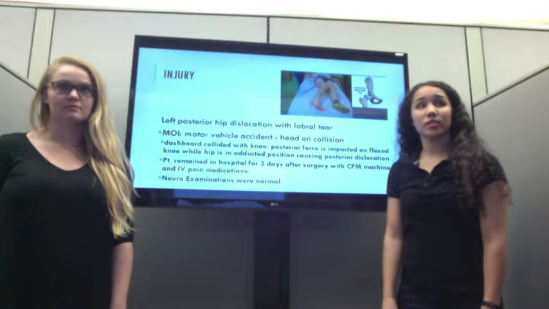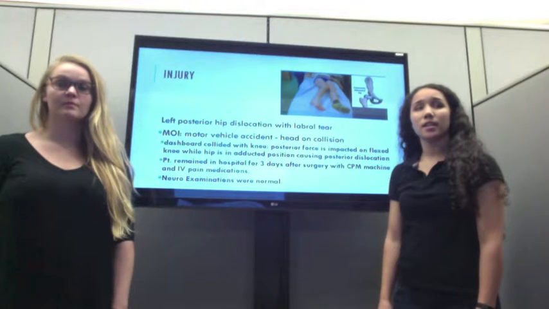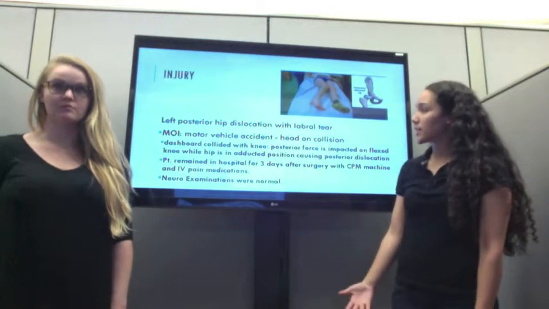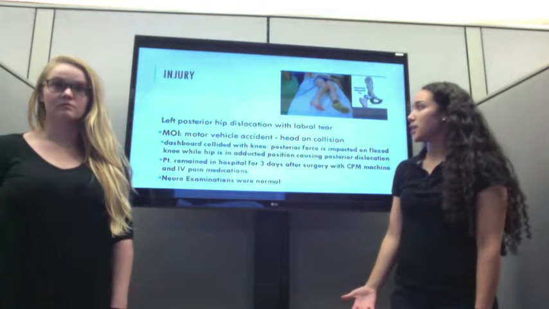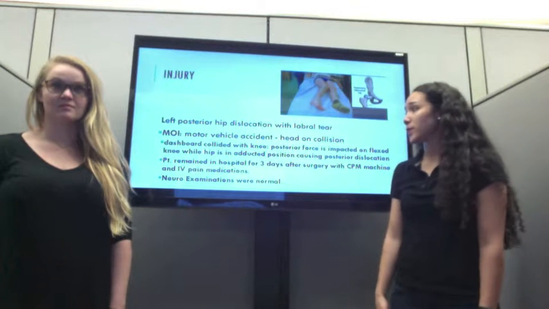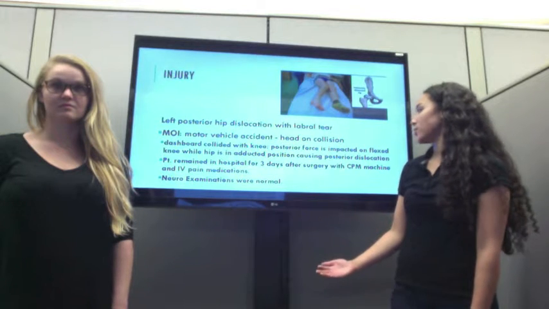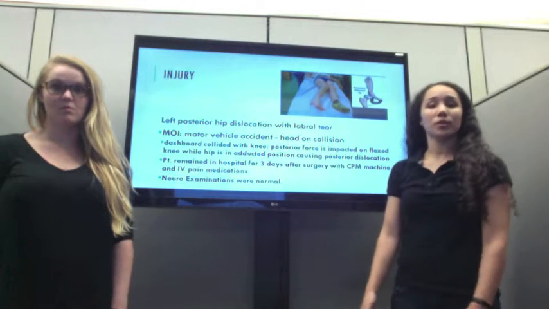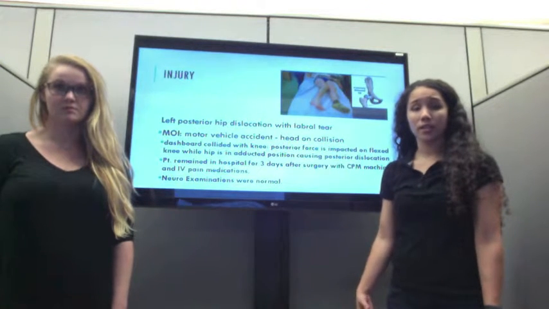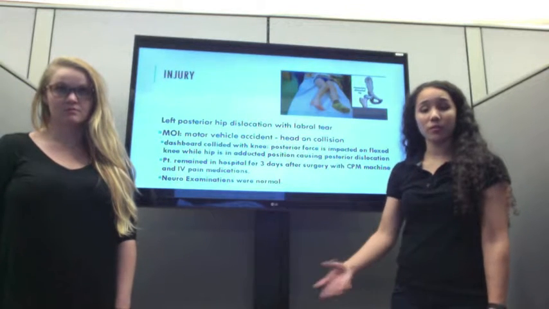So our patient's injury presented with an internally adducted flexed hip in this photo, and he was in a car accident. Head-on collisions are the most common mechanism of injury for posterior hip dislocations, and he remained in the hospital for 3 days after surgery, and all of his neuro examinations were normal. Oftentimes the sciatic nerve can be involved, as well as other surrounding structures within the hip joint capsule, and we will go over this in the next slide.